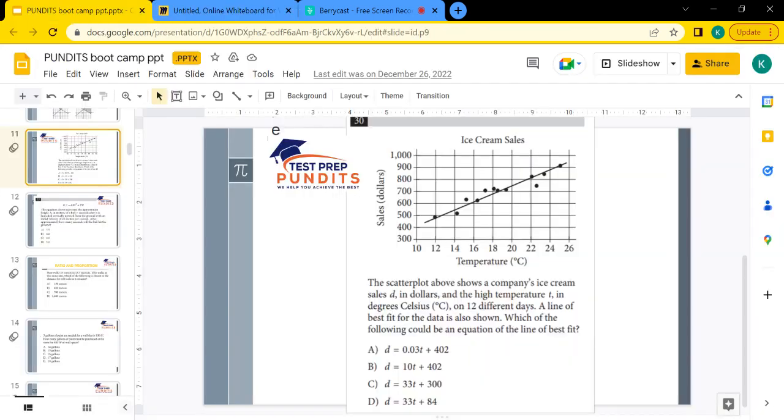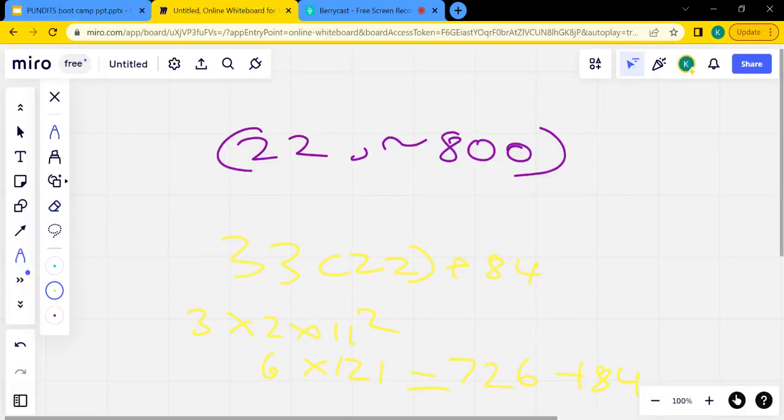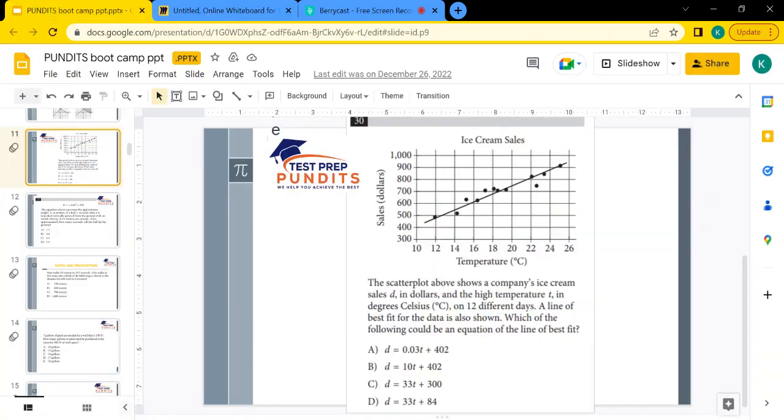And if you look at option C, it is way too high. So that means D is the right answer for this question. You want to mark D on your answer sheet.